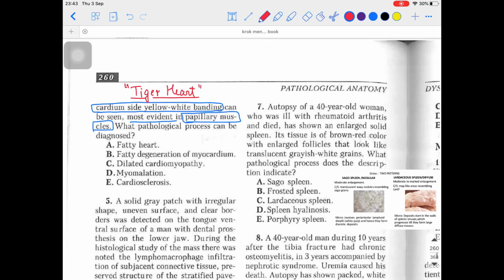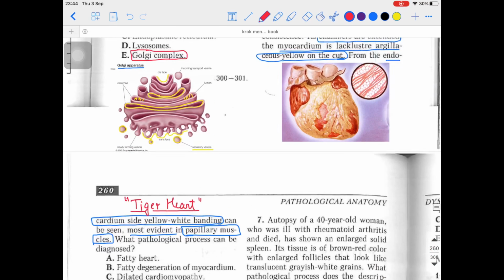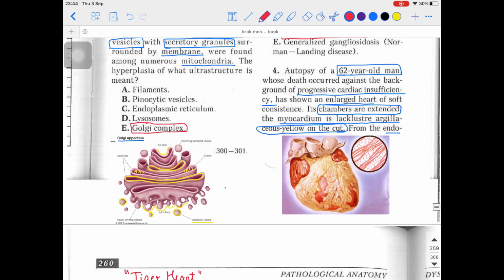Why, by the way, are we calling it tiger heart? Because it has the pattern of the skin of the tiger, isn't it? So that's why we call it tiger's heart. Macroscopic and microscopic. Now let's talk about that. If you talk about the macroscopic finding, the heart is enlarged and the chambers are stressed and flabby. They have already mentioned that chambers are extended.